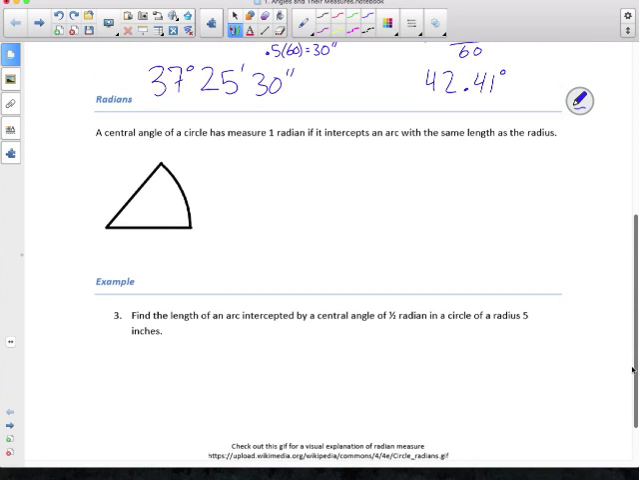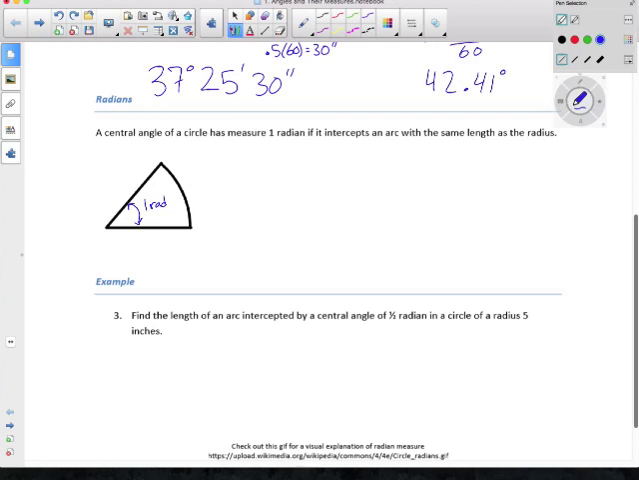Moving on, we introduce radians. So radians are just a different type of way to measure how big an angle is. And we like radians because they're what we call unit neutral. They actually don't hold on to their own unit, whereas degrees would hold on to degrees. Radians don't. So we have the definition of what a radian is. It says the central angle of a circle has a measure of 1 radian. So this part right here has a measure of 1 radian, if it intercepts an arc with the same length as the radius.